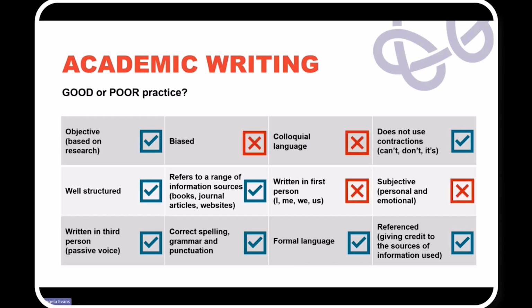And here we've got the poor practice. It shouldn't be biased. You should aim to look at alternative viewpoints. Avoiding colloquial or slang language. Avoid writing in the first person unless it's a reflection. And finally, it shouldn't be subjective. It shouldn't be personal and emotional in your opinion. It's objective, based on the research.